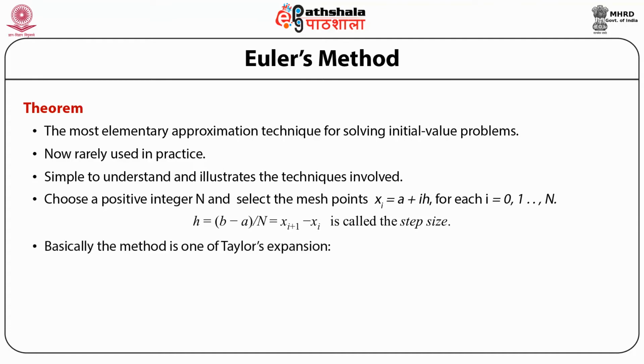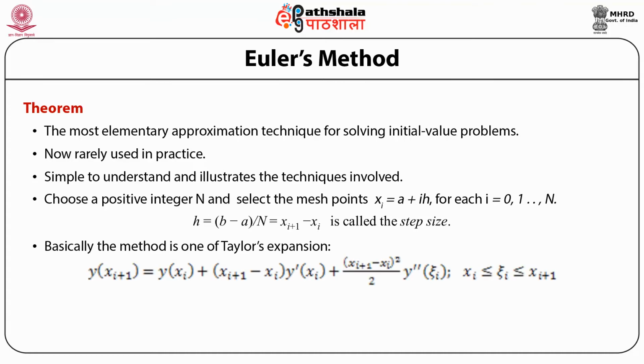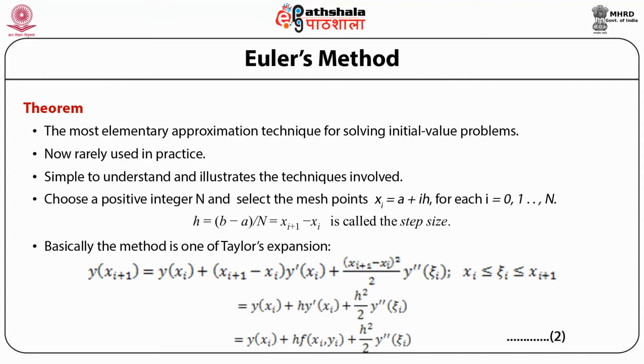Basically, the method is one of the Taylor's expansion, which states that y of x_(i+1) is equal to y(x_i) plus (x_(i+1) minus x_i) times y prime of x_i plus (x_(i+1) minus x_i) whole squared by 2 times y double prime of xi_i, where xi_i lies between x_i and x_(i+1). This equation can be written as y(x_i) plus h times y prime of x_i plus h squared by 2 y double prime of xi_i, which gives equation number 2.